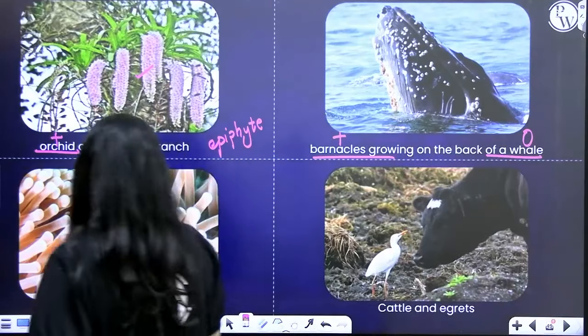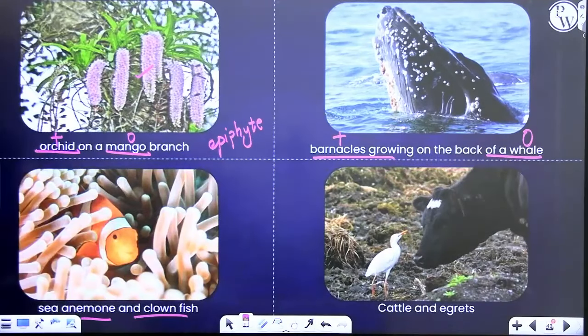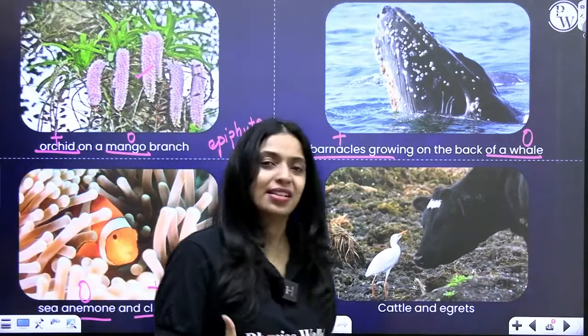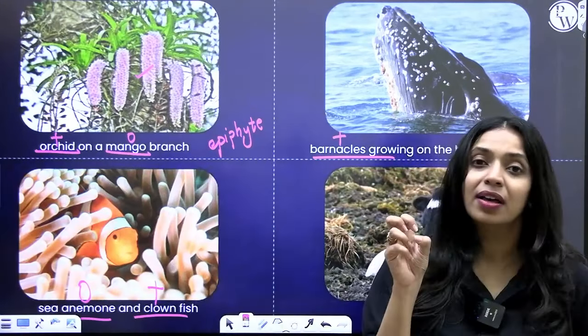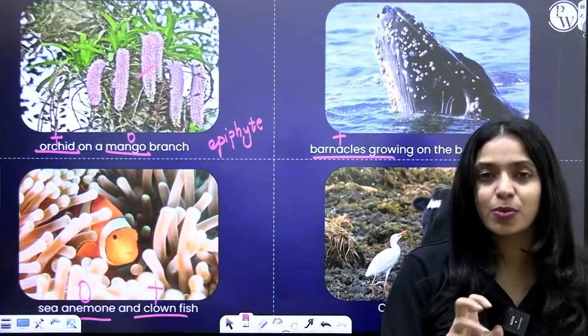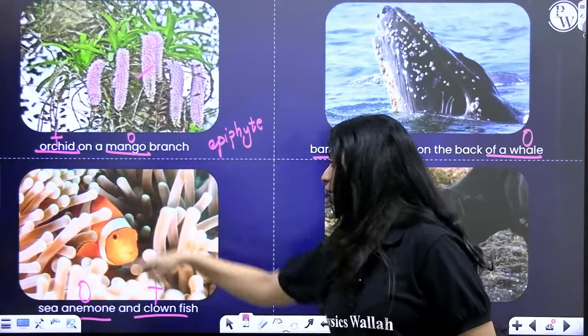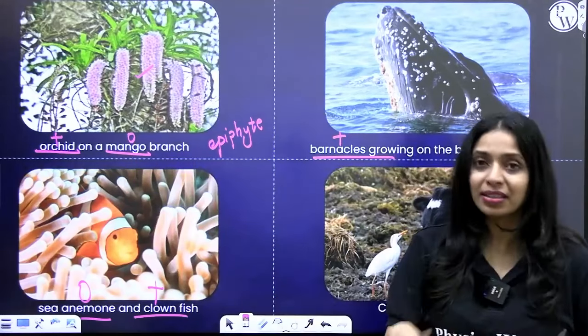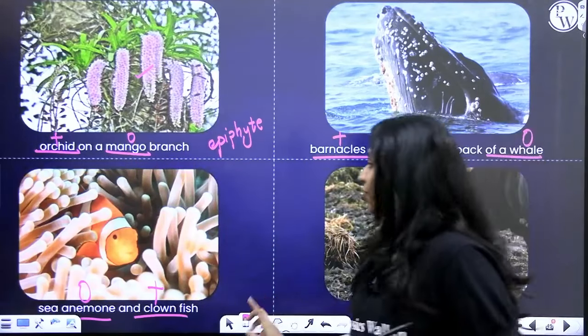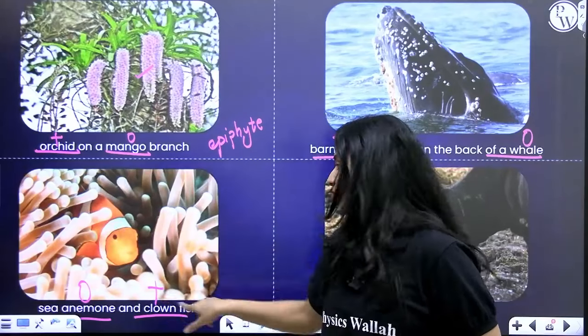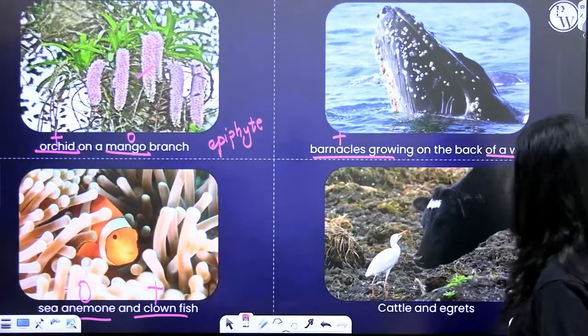So it is zero. Sea anemone and clownfish. You've seen this in Finding Nemo, I think. Sea anemone is neither harmed nor benefited. Clownfish gets benefit. What is the benefit that clownfish gets? Sea anemones will have stings, right? They can sting other animals when they come close to it. If these clownfish are staying around these sea anemones, among them, there will be no predators that will come close to eat them. So that is how the clownfish will get protected.